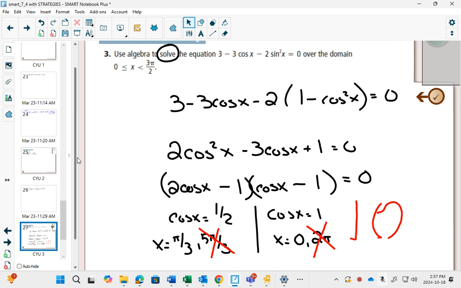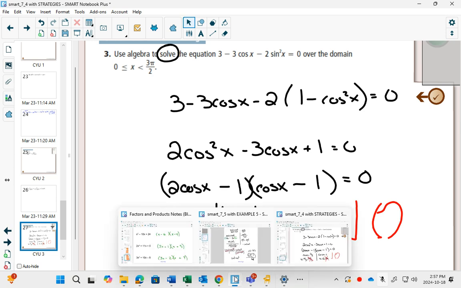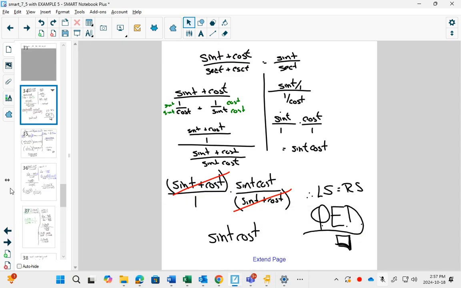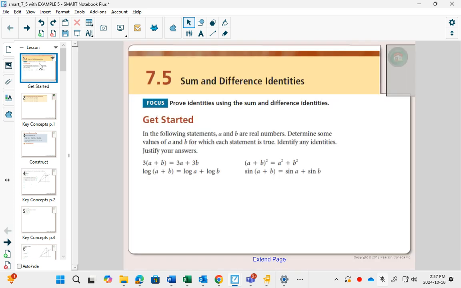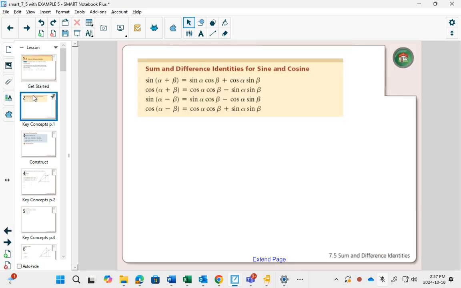Alright, now we're on to 7.5. Okay. But now we're done with 7.4, which is a good thing. And we can start 7.5, which we're going to skip the getting started and the construct the understanding. And turn to page, oh, I guess I can stop that last video.